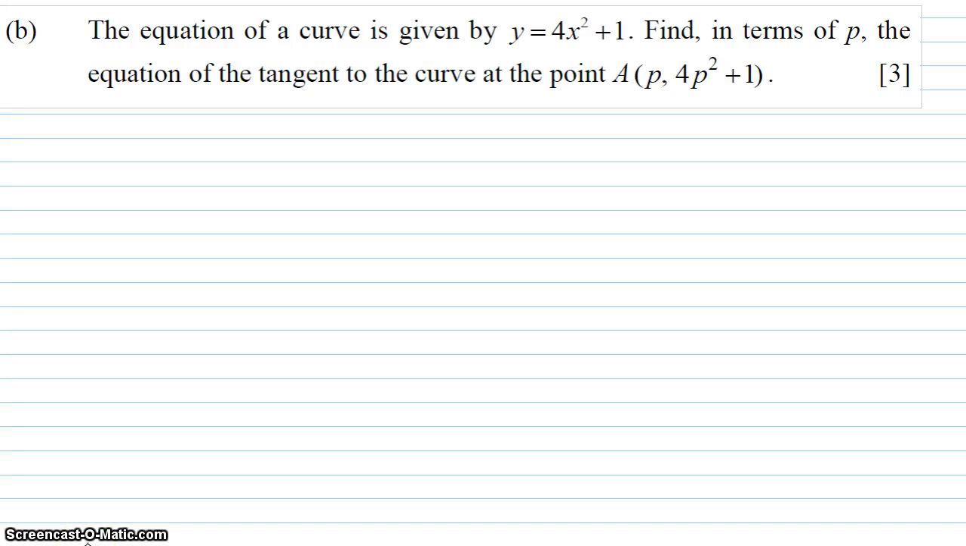2b. The equation of the curve is given by y equals 4x squared plus 1. Find in terms of p the equation of the tangent to the curve at the point P, (p, 4p squared plus 1). So what does this mean? Well, let's take a look at what we're dealing with first.